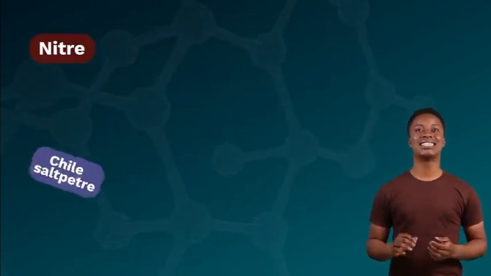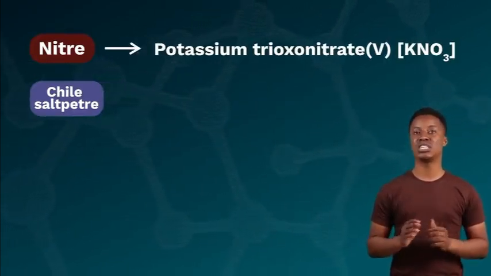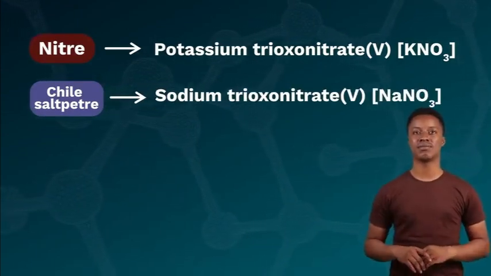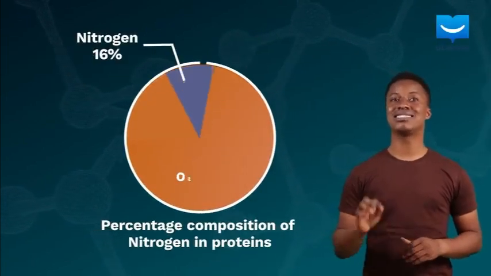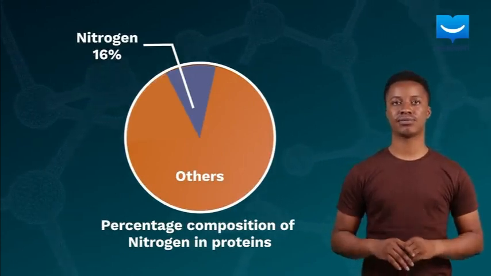Nitrogen can also be found naturally in mineral deposits such as niter and Chile saltpeter, which contain potassium trioxonitrate(V) and sodium trioxonitrate(V) respectively. The last occurrence of nitrogen we would like to discuss is in proteins, which are present in all living organisms. Nitrogen constitutes about 16% by weight of proteins on average.